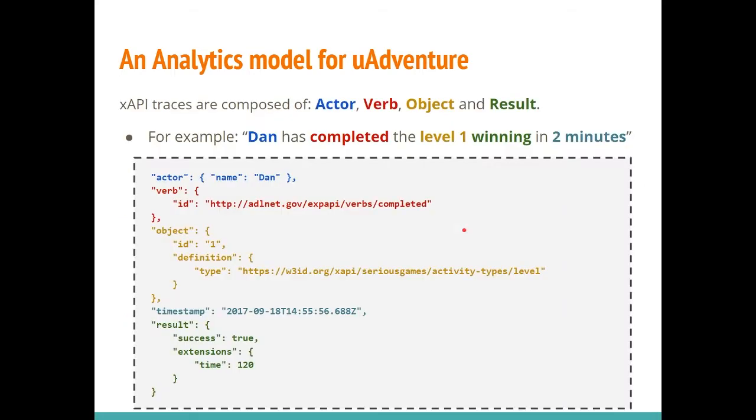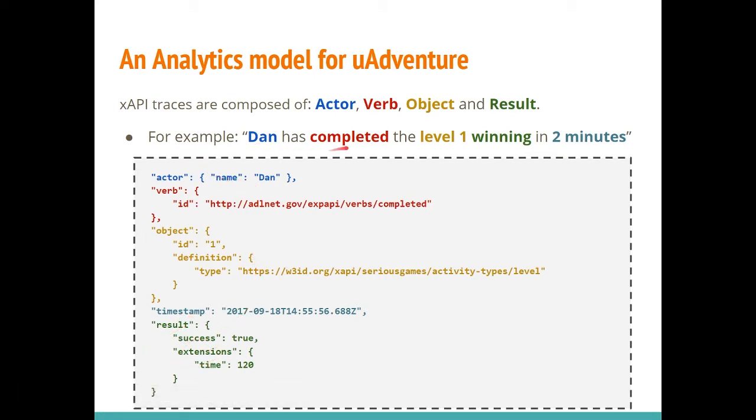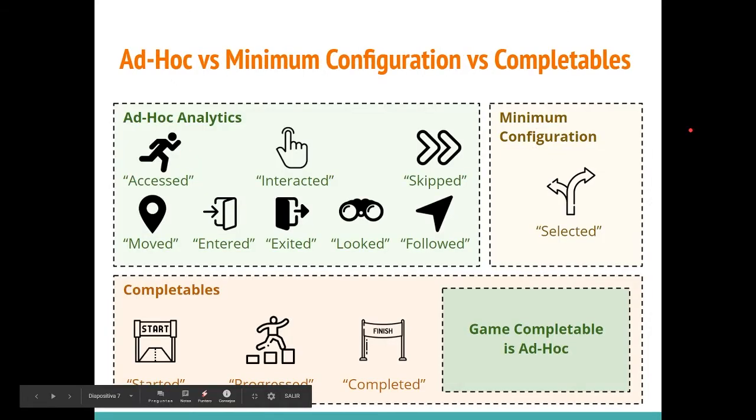Here you can see an example of xAPI. The trace is composed of an actor, which is here, a verb, which is here, an object, and finally a result. This trace means that Dan has completed the level 1 winning in 2 minutes.